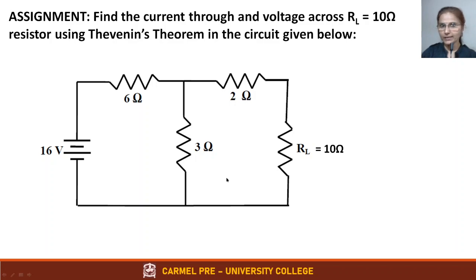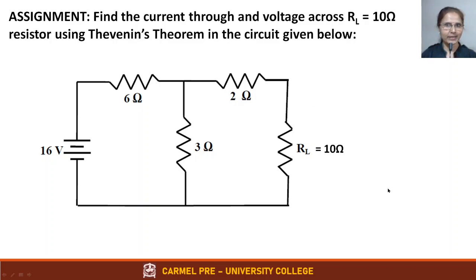To find RThevenin, again open circuit this and short circuit this. And you have to see the resistance from this direction. When you see from this direction, you will see that 6 and 3 are going to be in parallel, in series with 2. 6 and 3 in parallel means 6 into 3 by 6 plus 3, which is equal to 2 ohms. 2 plus 2 is 6 ohms. So RThevenin is going to be 6 ohms.